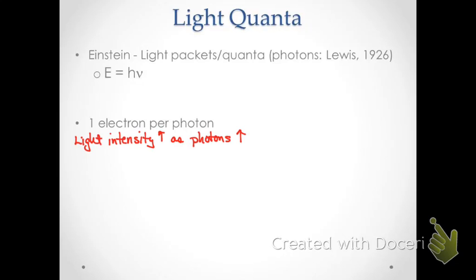Now the light intensity issue, we noted that when the intensity of light increased, while we didn't see an increase in the kinetic energy of the electrons ejected, what we did see is an increase in the number of electrons ejected. Well, that now makes sense, because the light intensity increasing means that the number of photons increase, and if the number of photons increase, then the number of electrons ejected would increase.